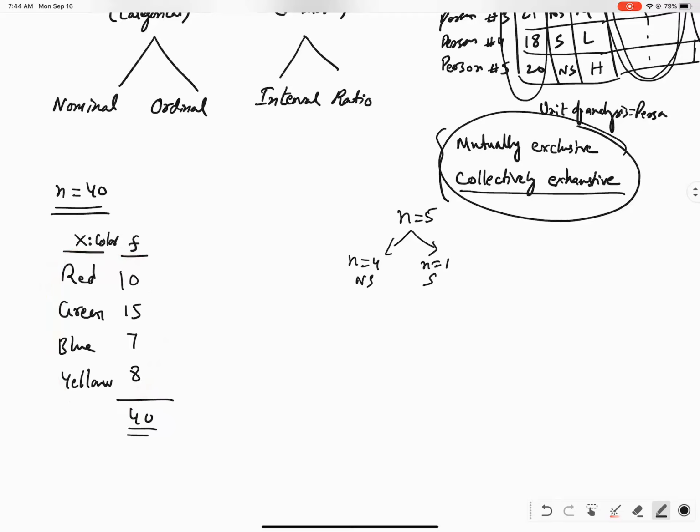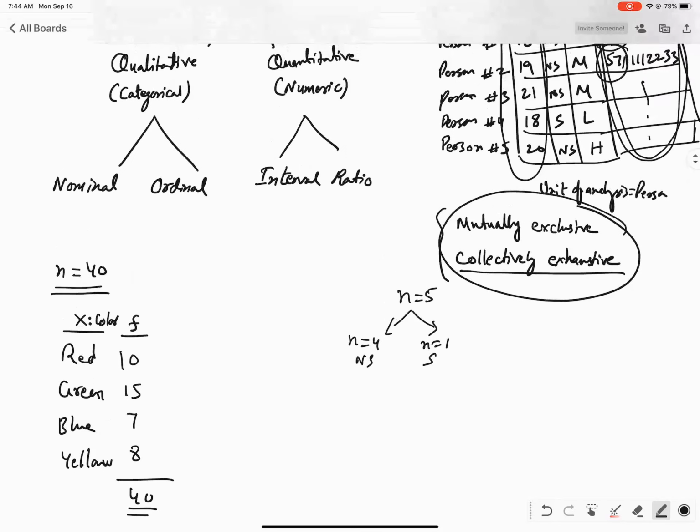However, it's a special kind of categorical variable. It's a nominal variable, and the reason it's nominal is because there's no way I can arrange these four colors in a meaningful ascending or descending order. So for example, I cannot say that red is more of a color than green, or green is more of a color than red, or make some other comparisons like that. Remember, the alphabetical order does not count.